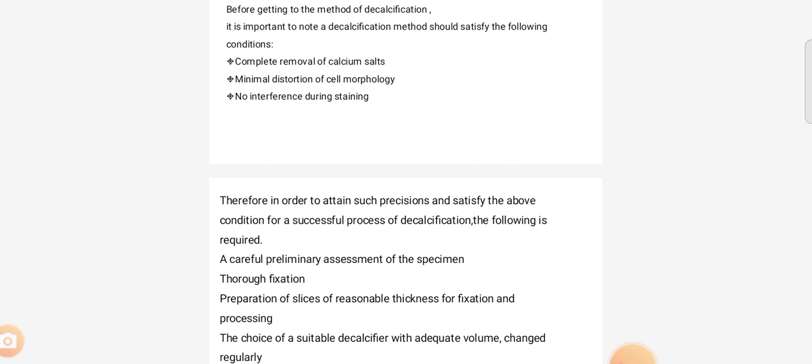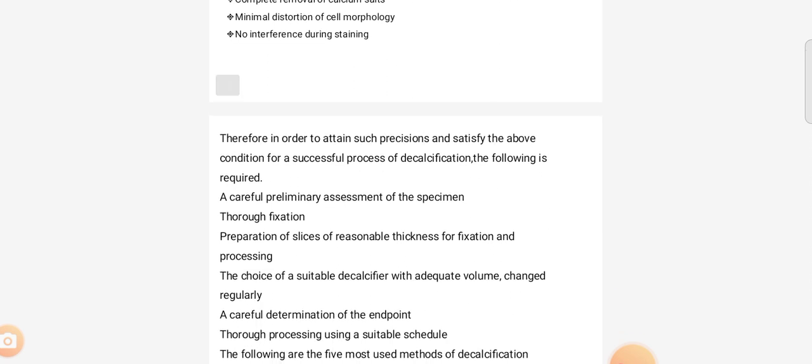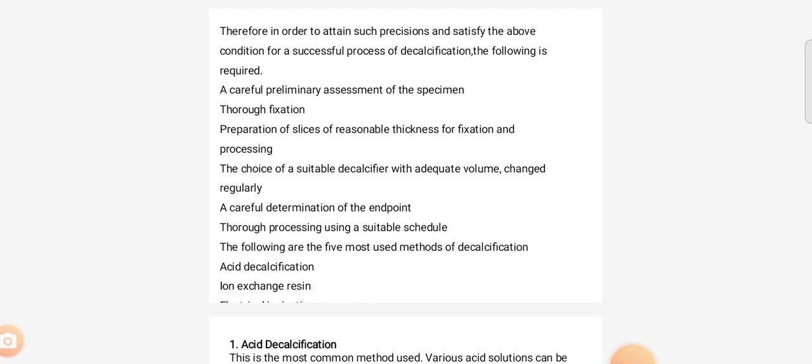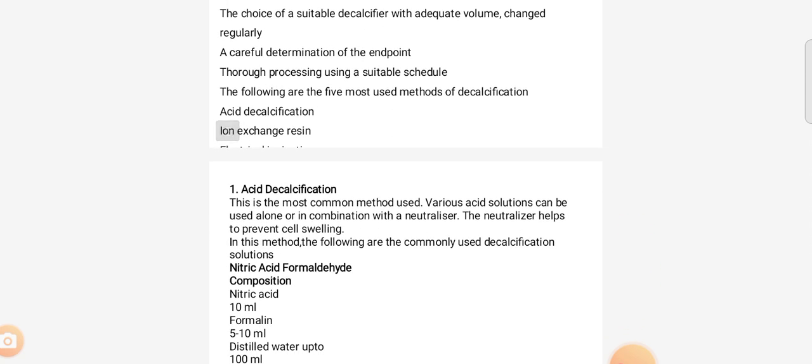Therefore, in order to attain such precision and safety and satisfy the above conditions for a successful decalcification, it requires a careful preliminary assessment of the specimen through fixation, preparation of slices of reasonable thickness, and adequate fixation and processing. Choose a suitable decalcifier with accurate and adequate volume, changed regularly. A careful determination of the end point using a suitable schedule.